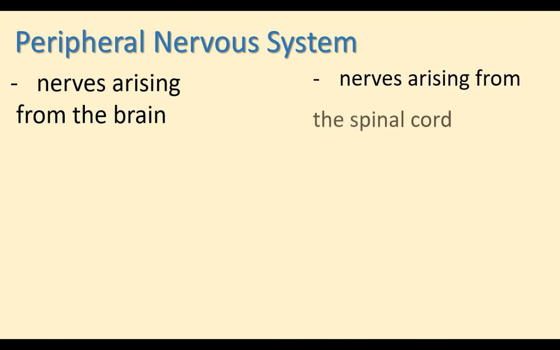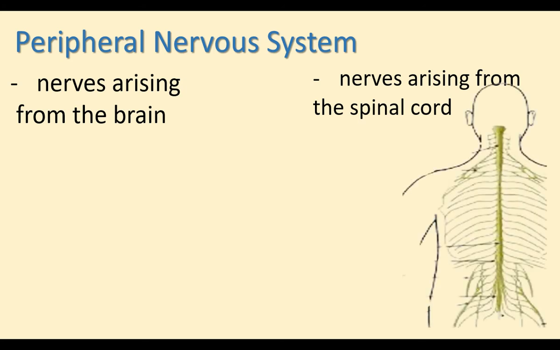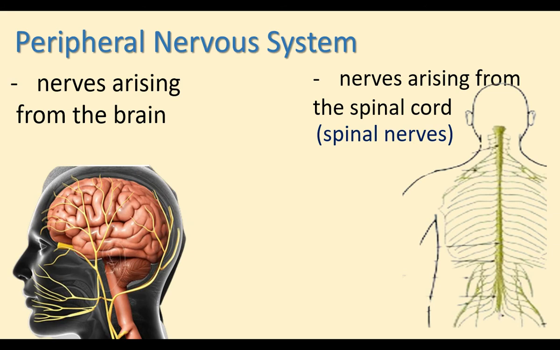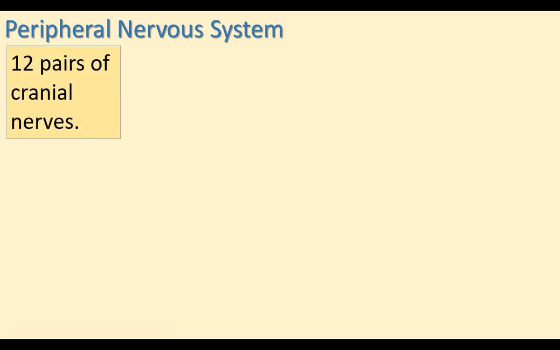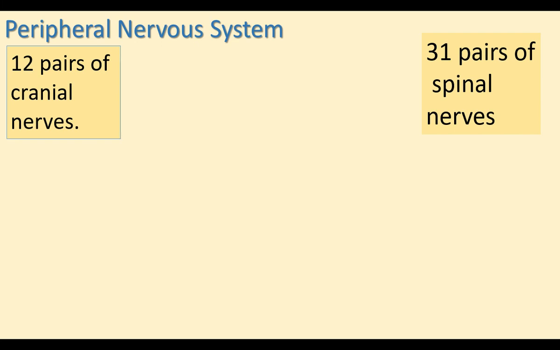Nerves arising from the brain and nerves arising from the spinal cord form the peripheral nervous system. Brain and spinal cord form the central nervous system. The nerves from the spinal cord are called spinal nerves. The nerves arising from the brain are called cranial nerves. The spinal nerves and cranial nerves form the peripheral nervous system. There are 12 pairs of cranial nerves and 31 pairs of spinal nerves.